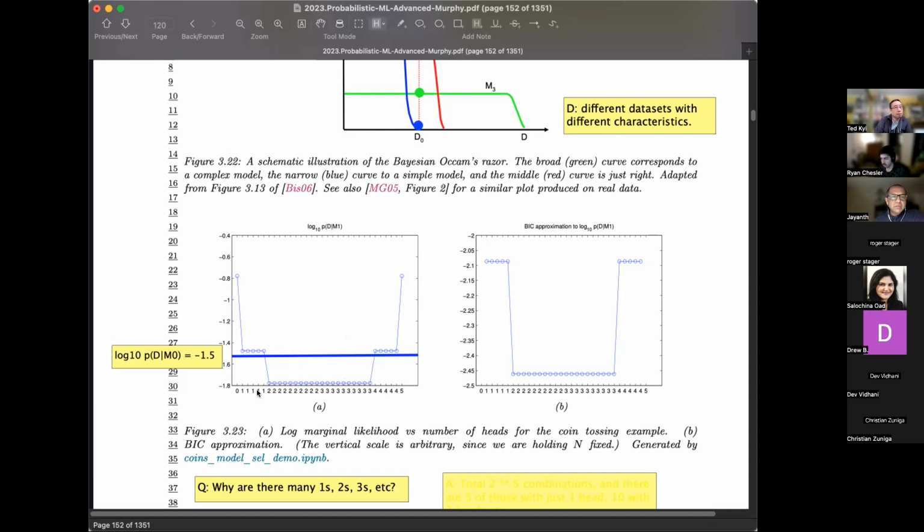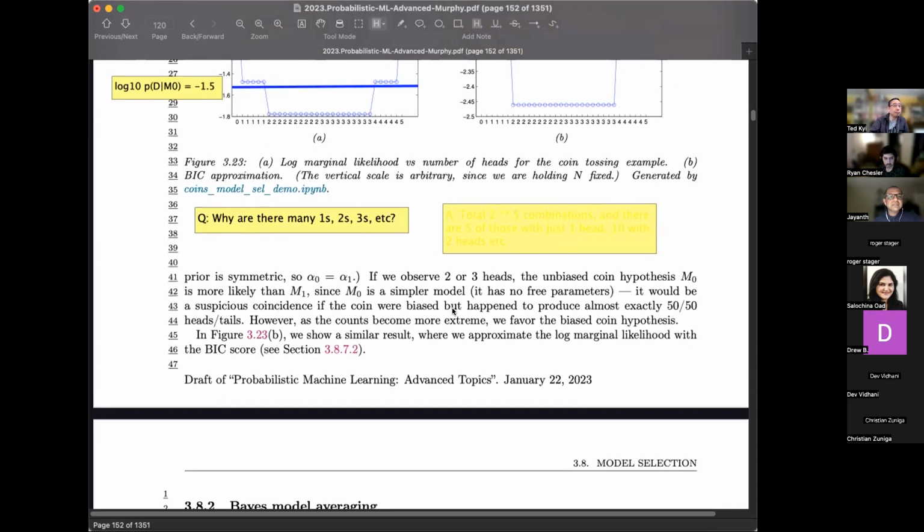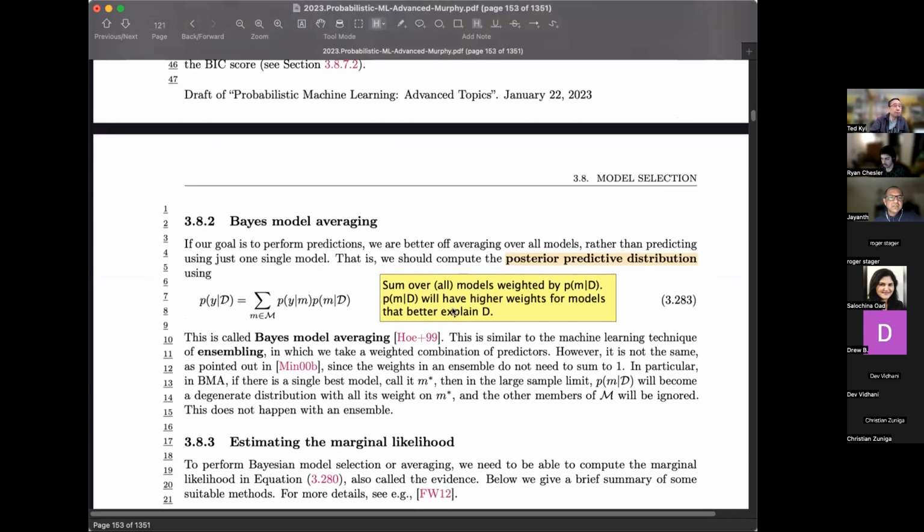If you end up with 1 and 4, the biased model M1 is slightly preferred. But if you get 0 and 5, no heads or all heads, then you're like, oh yeah, what are the chances that it's biased? You'll say very high, right? And so that's what this is depicting. And here's a diagram showing this using the Bayesian information criterion, which I think is also covered later. So I'll keep moving.